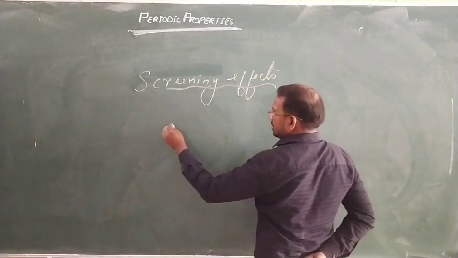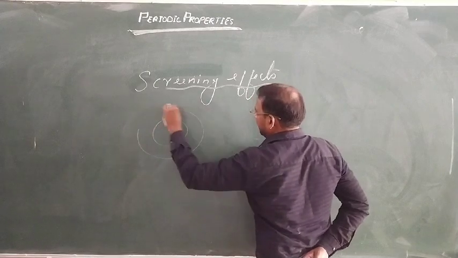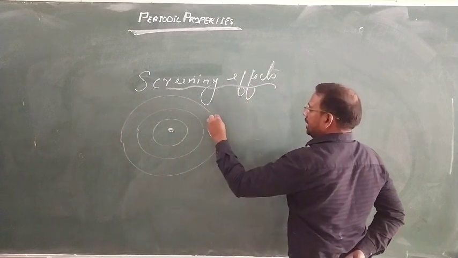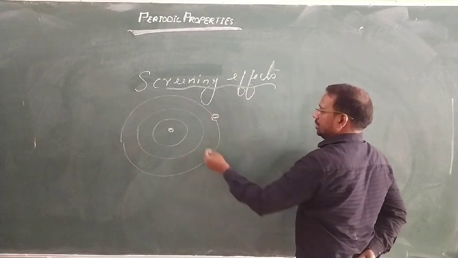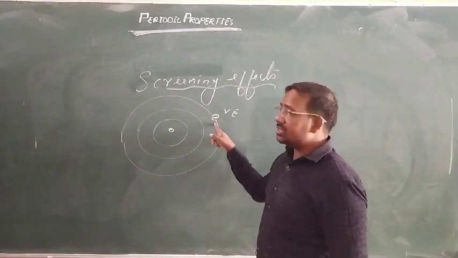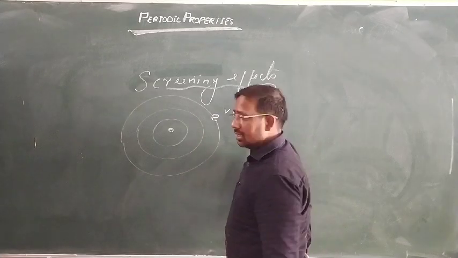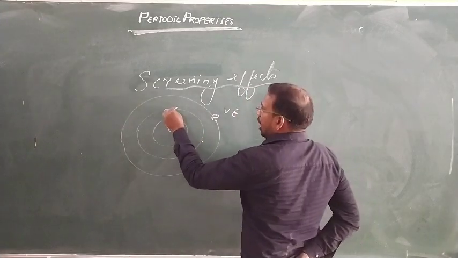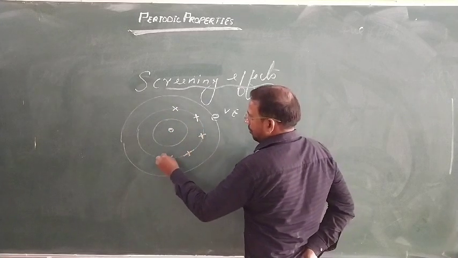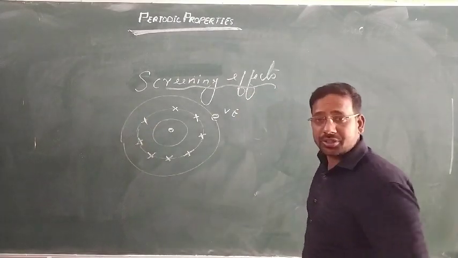This is a nucleus and electrons revolve around the nucleus in different shells. Suppose one electron is there. This is called a valence electron, and it comes after the filling of the previous shells. Suppose in the second shell, how many electrons can be there? 1, 2, 3, 4, 5, 6, 7, 8. Eight electrons can be there in the second shell.